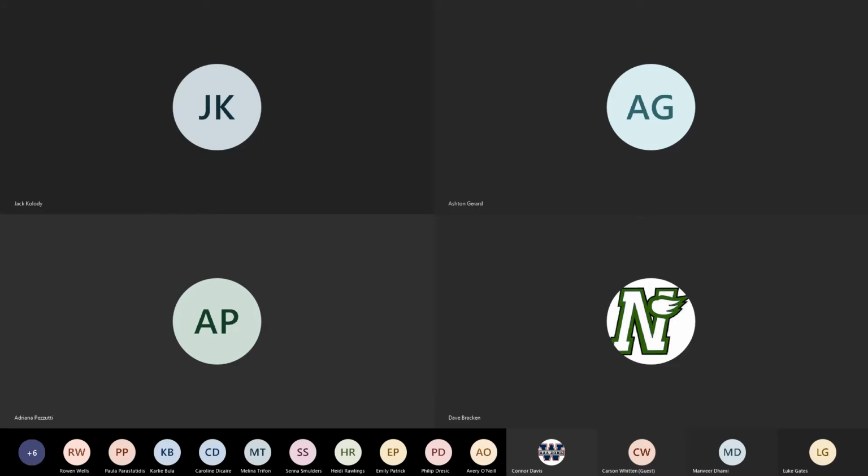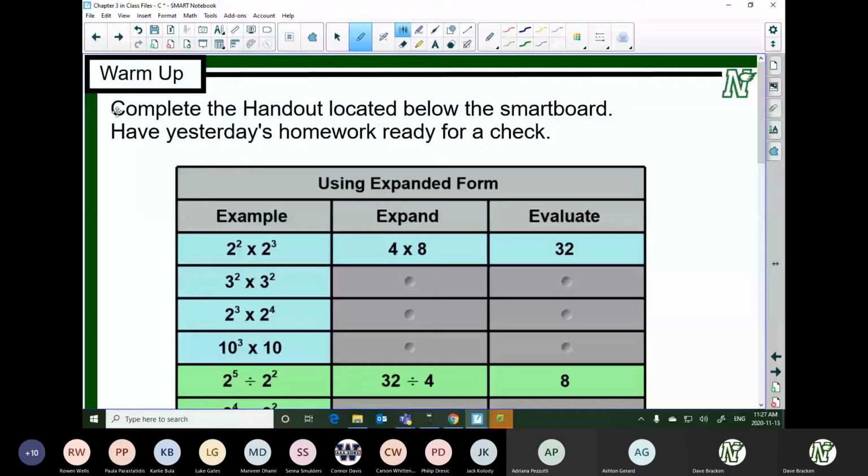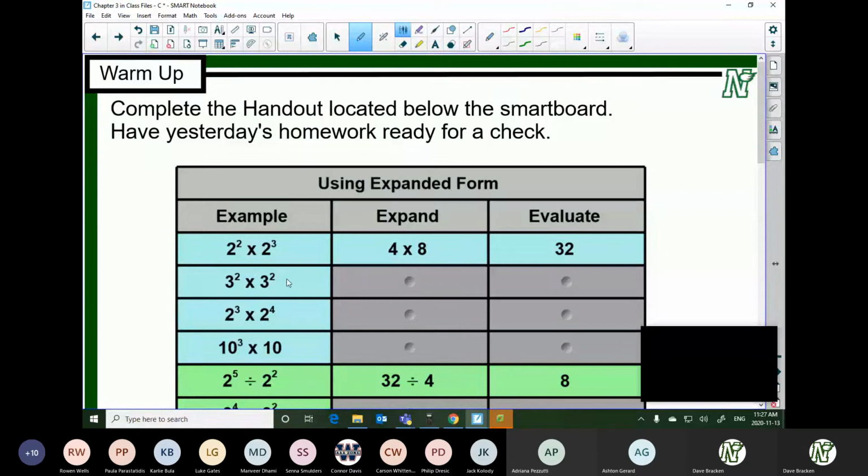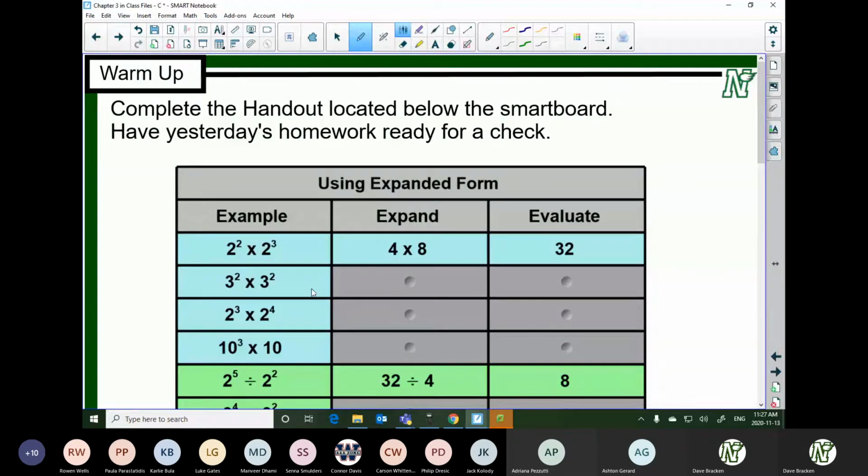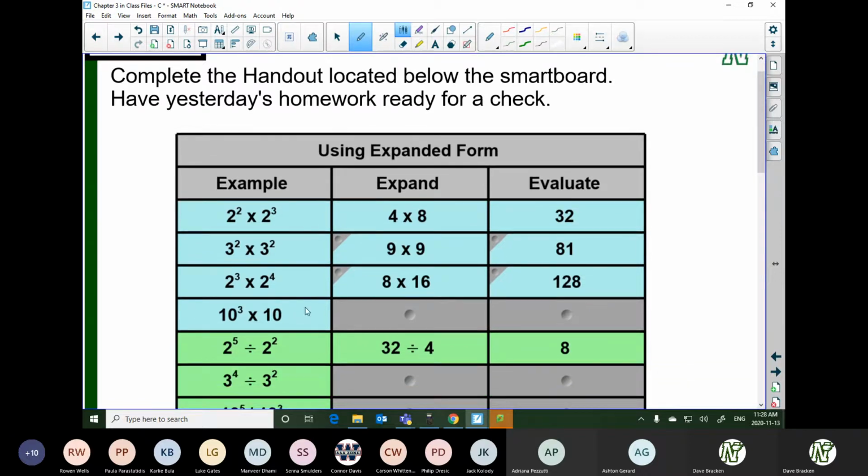Perfect. Okay, so to go back over this, we're going to go over the exponent rules today. For our very first example here, we are going to go 3 to the power of 2 times 3 to the power of 2. Well, each of those 3 to the power of 2s are 9. And then 9 times 9 is 81. For the next one, 2 to the power of 3 is 8. 2 to the power of 4 is 16. 8 times 16 gives us 128. And then 10 to the power of 3 is 10 times 10 times 10, which is 1,000 times 10. So 1,000 times 10 is 10,000.